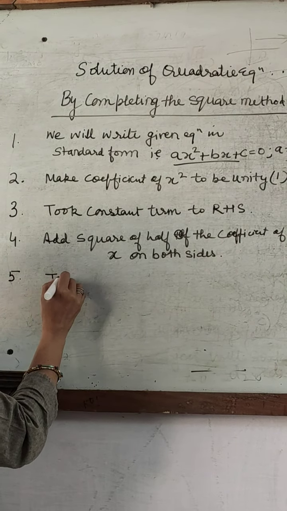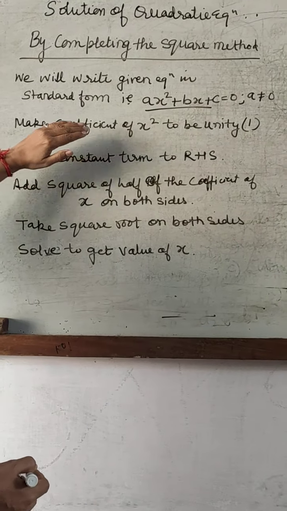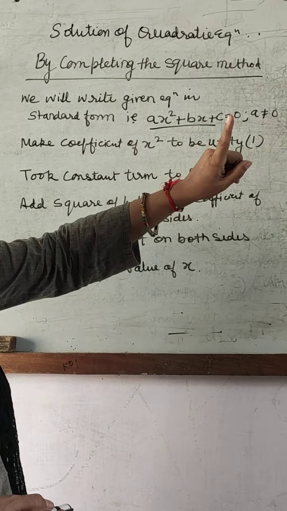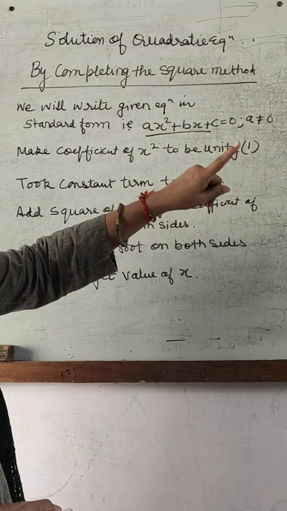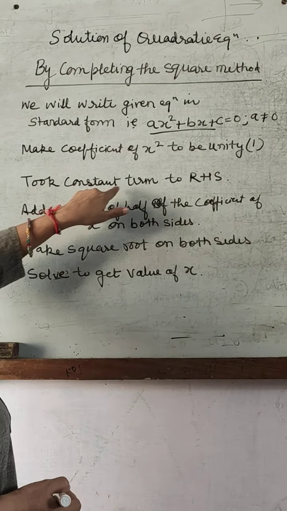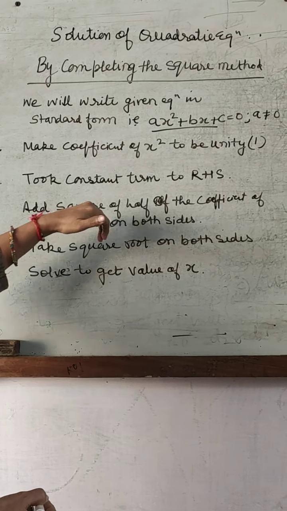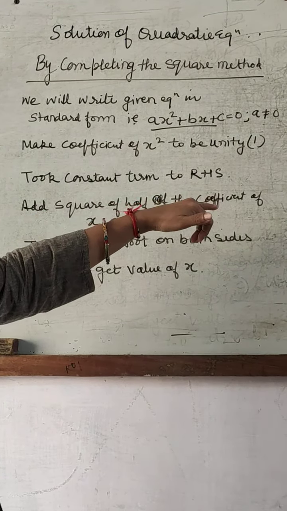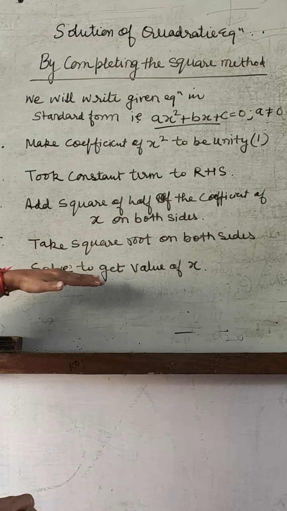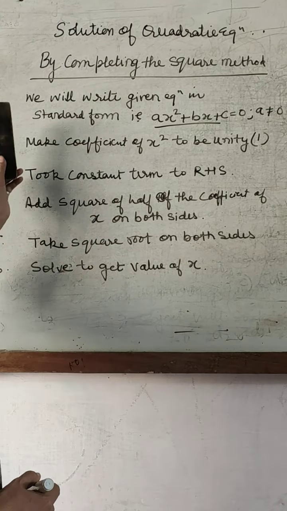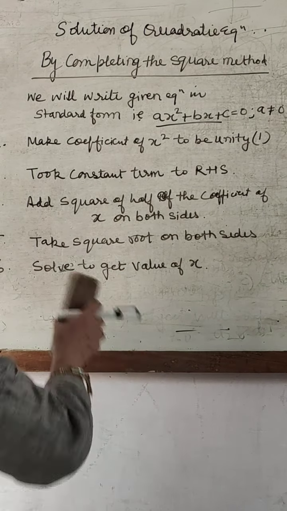The very first step says we will write the given equation in standard form. Second says you have to make the coefficient of x square to be 1. If it is 1, okay. Otherwise make it 1. Take the constant term to the right hand side. The next step says you have to add the square of half of the coefficient of x on both the sides. We have to take square root on both the sides. Then we will solve to get the value of x. Let's make it more clear by taking one example.